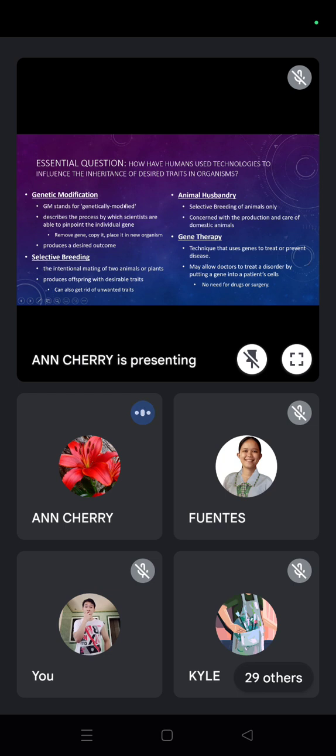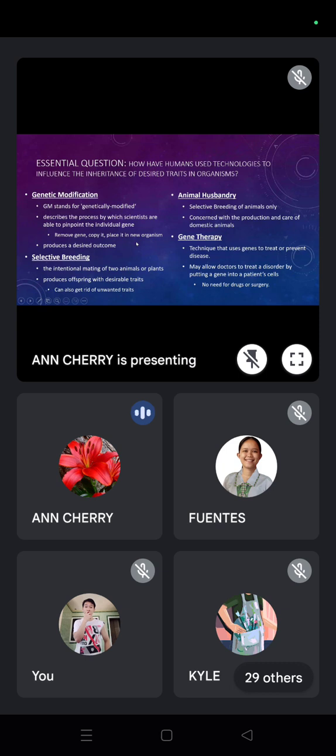Okay, so we call these genetic modification, selective breeding, gene therapy. GM stands for genetically modified. This GM describes the process by which scientists are able to pinpoint the individual gene. And once they know that gene, sometimes they remove the gene, copy it, and place it in the new organism.